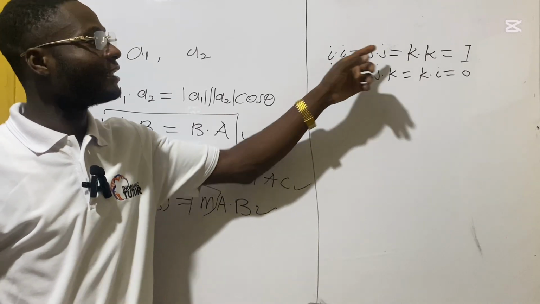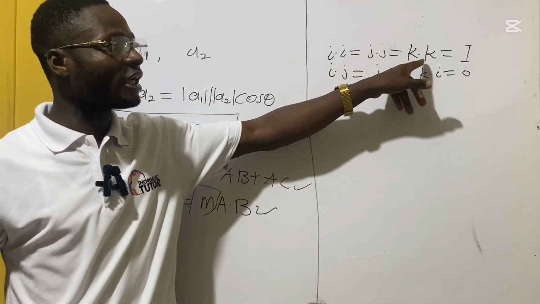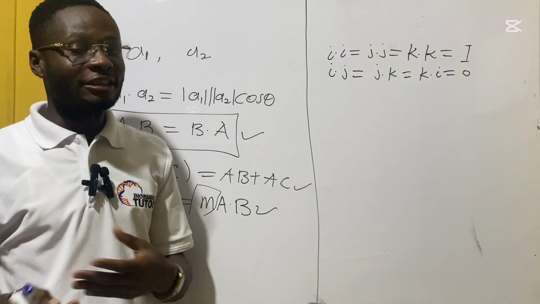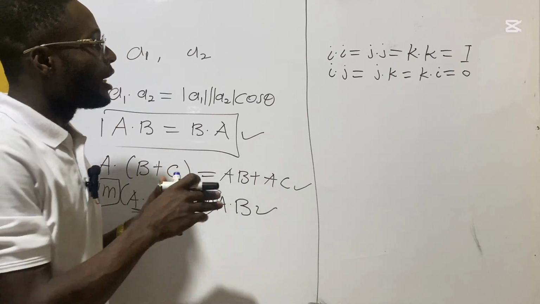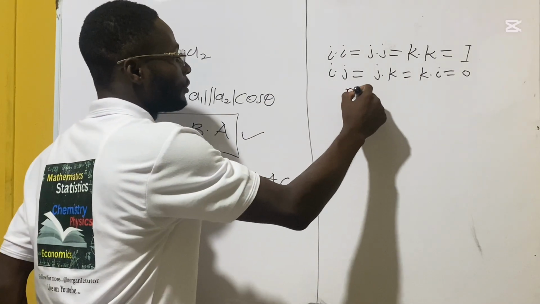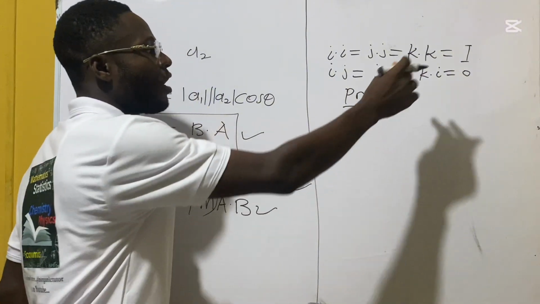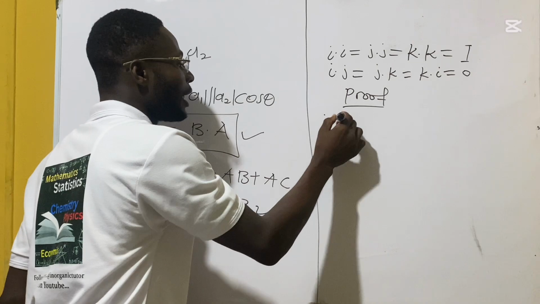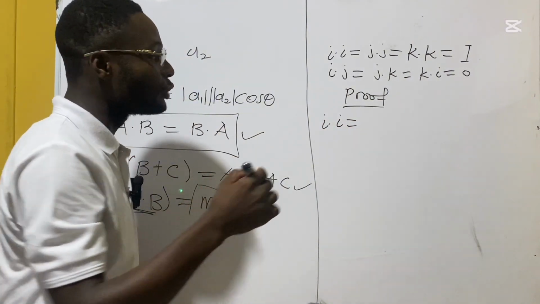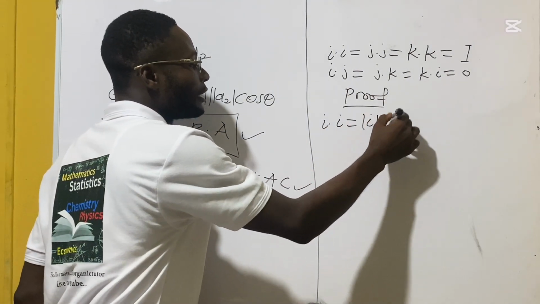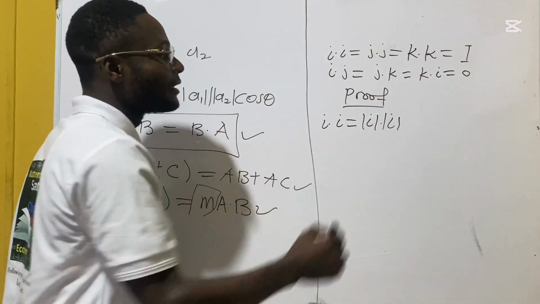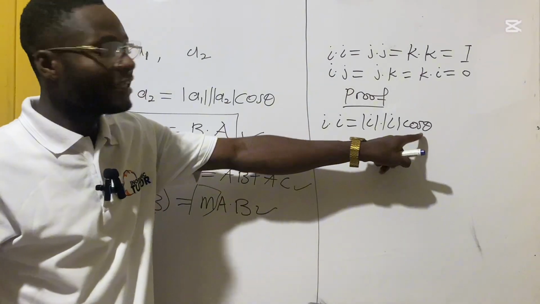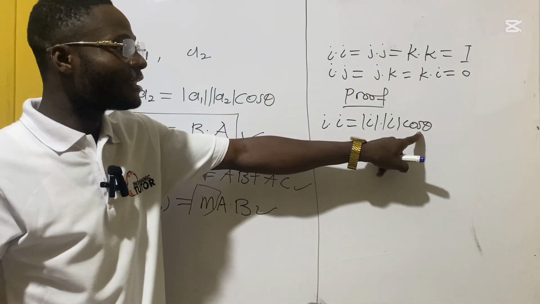The i dot i, the j dot j, the k dot k equals 1. You can talk about the proofs by using cos theta and the magnitude stuff. Okay, so let's talk about the proof. So the proof of the first one, okay, we know that i dot i is equal to the magnitude of i times the magnitude of i times cos theta.